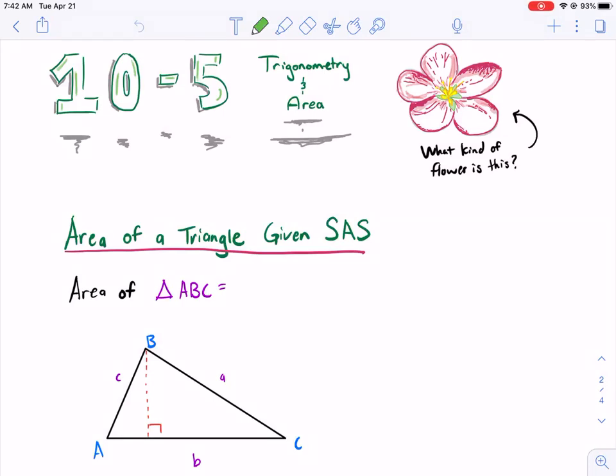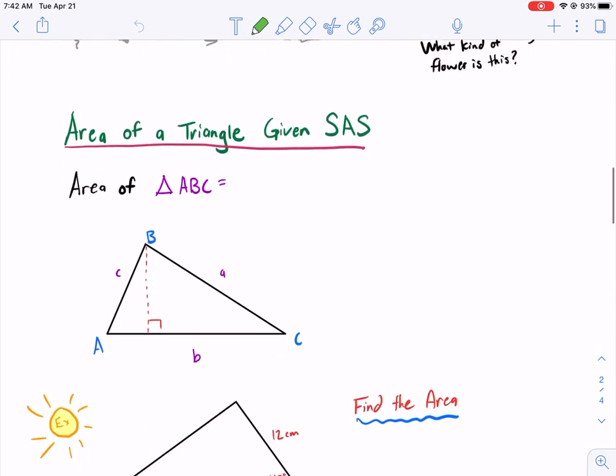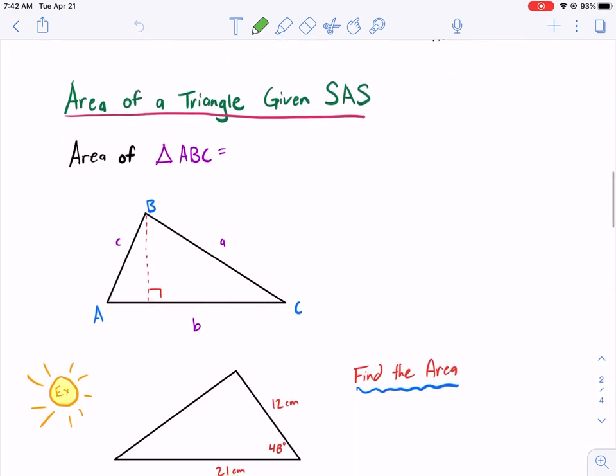Welcome back, geometry students. Today we're going to be talking about section 10.5, which is trigonometry and area. So if we have a triangle and we're given three measurements, SAS, how can we find the area of ABC?